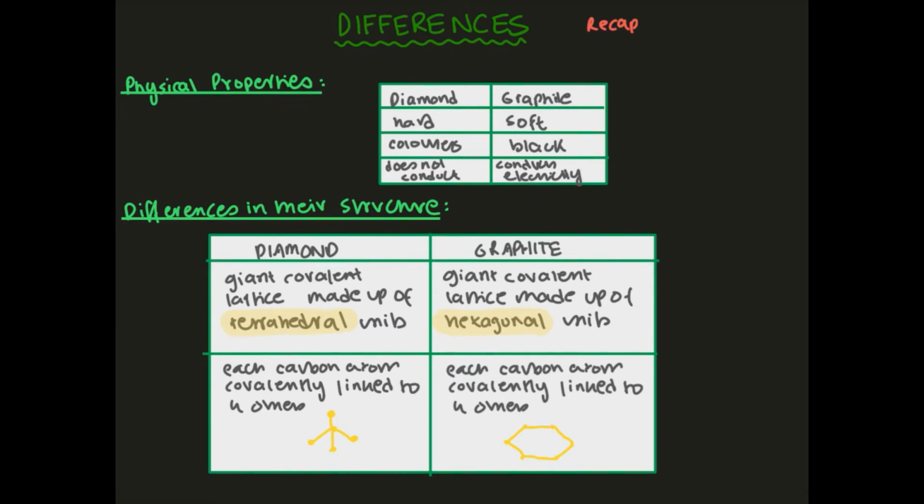However, in diamond, it's made up of tetrahedral units, and I've drawn the unit over here, and it was also discussed in detail in the previous video. And for graphite, it's made up of hexagonal units. So this is the unit which was also discussed in detail. The next difference is that in diamond, each carbon atom is covalently linked to 4 other carbon atoms, whereas in graphite, each carbon atom is going to be linked to 3 other carbon atoms. So in graphite over here, there's going to be many atoms that are bonded together. So if you look at this carbon, it's going to be bonded to 3 others.